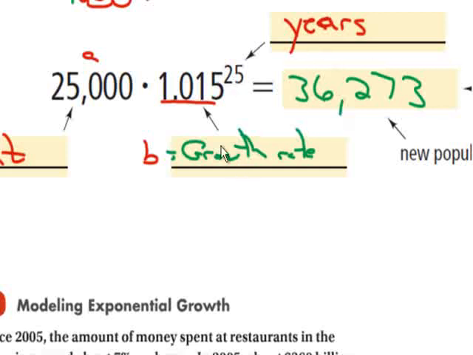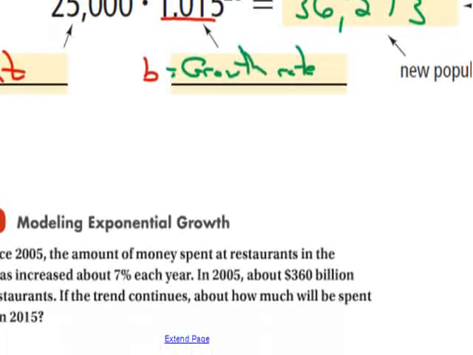So that's how we can use it to model. I have years, I have the growth or decay rate. In this question it was about growing, so growth rate. And I start with the current value or the initial value. Alright, let's try that again.